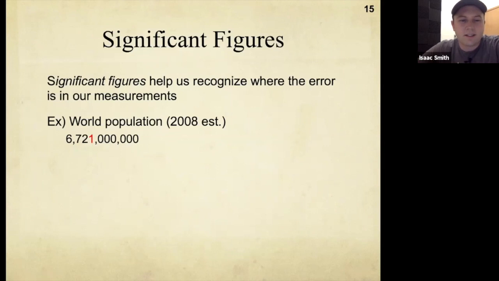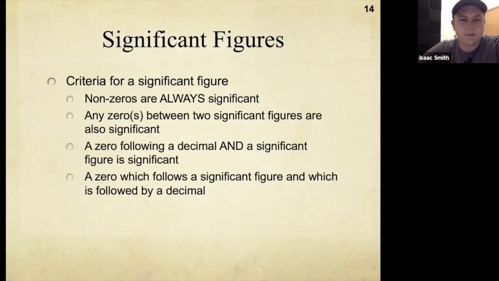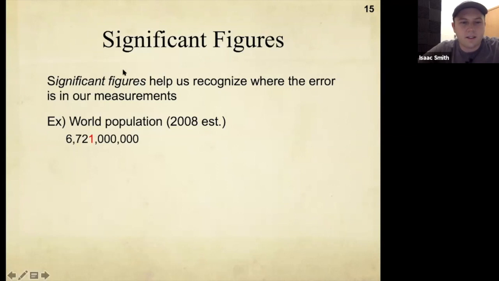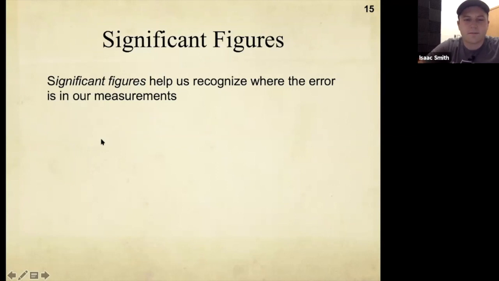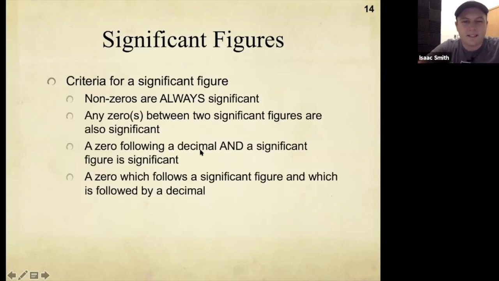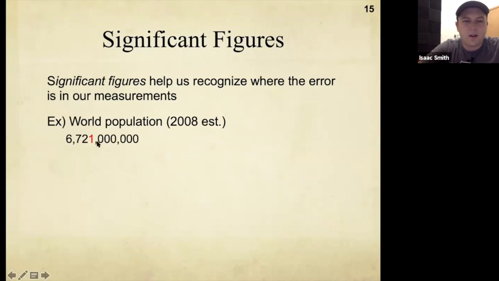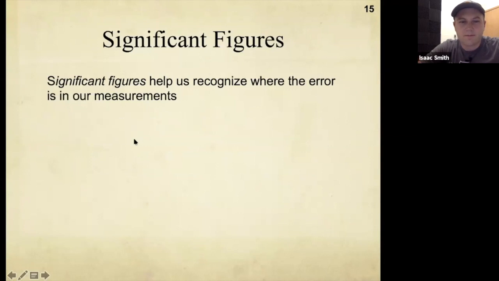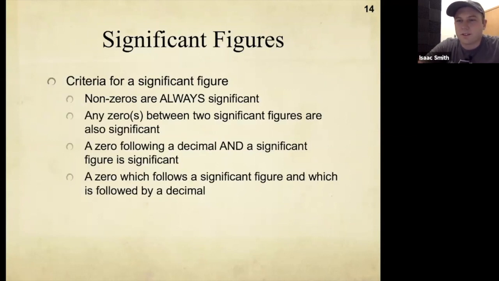So if we look at the criteria, any 0 between 2 significant figures is significant, okay? So this 0 right here, it has a significant figure to the left, but the 0 on the right of it is not significant, okay? So this 0 is not significant. A 0 following a decimal and a significant figure is significant. Well, these zeros do not follow a decimal, so they're not significant. So we already know all the zeros are not significant, right? But we can go through all these.